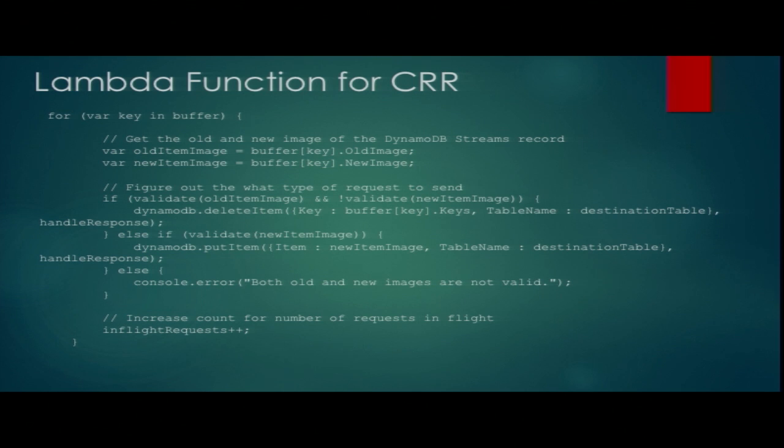So I have the records in a buffer, so a for loop around the buffer. For every single record in the buffer, I get the old image and the new image. And what I do is I just figure out what type of request I need to send based on the images. Obviously, there's some validation that's done on the images to make sure everything's legal. But if the old image is valid, but the new image is not, that means I have an old image, but I don't have a new image. So that change is a delete item. That's what the first if does. Apply the delete item change on the key.